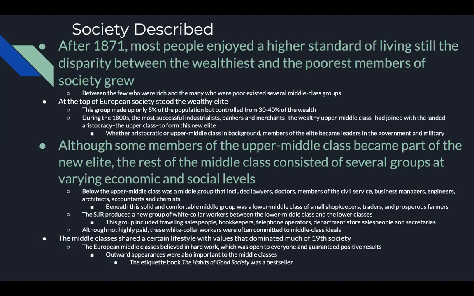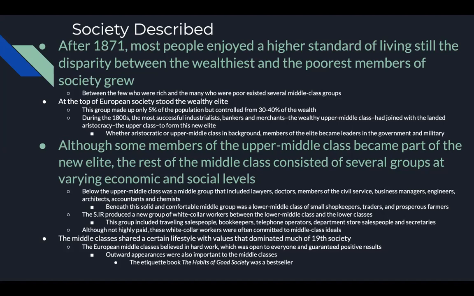Below the upper middle class was a middle group that included lawyers, doctors, members of civil service, business managers, engineers, architects, accountants, and chemists. Beneath this solid and comfortable middle group was a lower middle class of small shopkeepers, traders, and prosperous farmers. The Second Industrial Revolution produced a new group of white-collar workers between the lower middle class and the lower classes. This group included traveling salespeople, bookkeepers, telephone operators, department store salespeople, and secretaries. Although not highly paid, these white-collar workers were often committed to middle-class ideals.